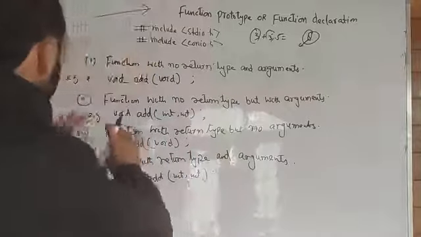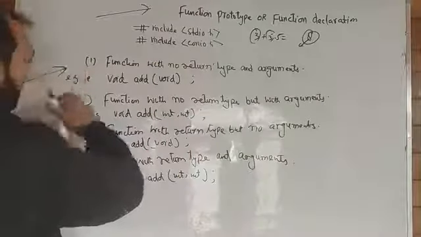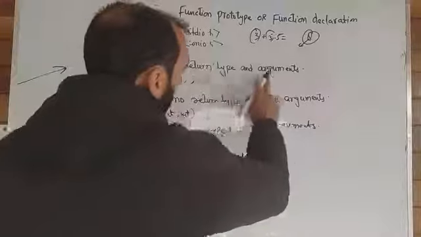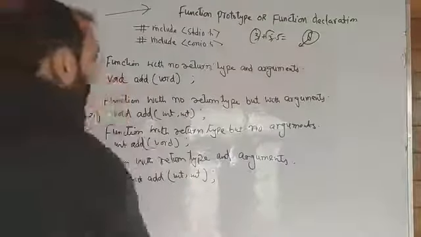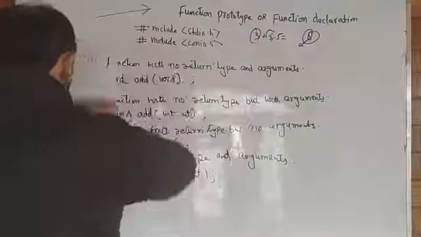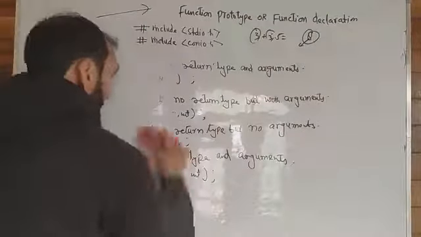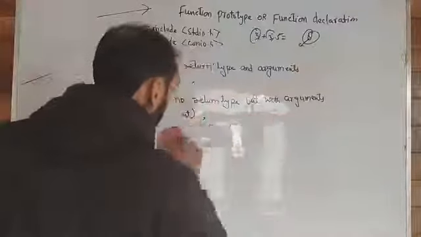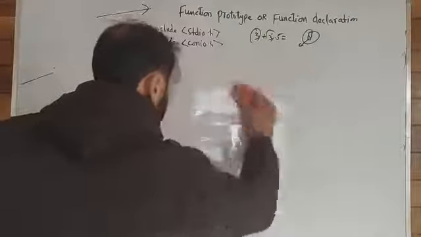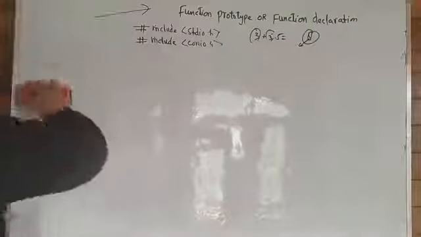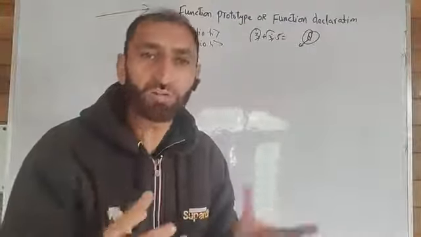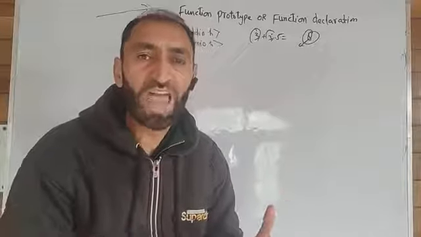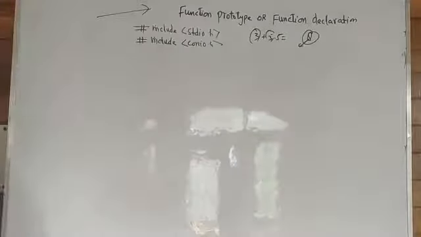So first of all, we will discuss the function with no return type and no arguments, with the help of an example. And in the next videos, we will discuss all these types one by one. For example, we want to write a function which will add 2 numbers.